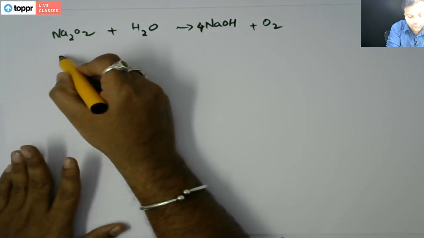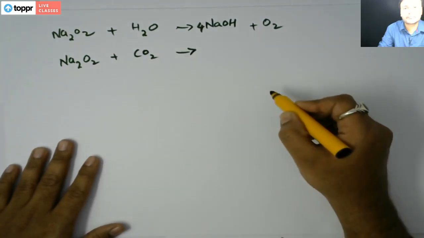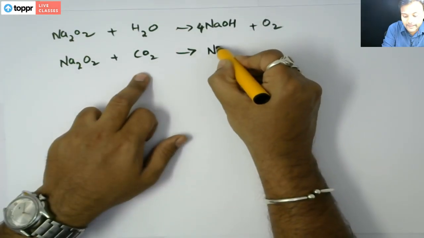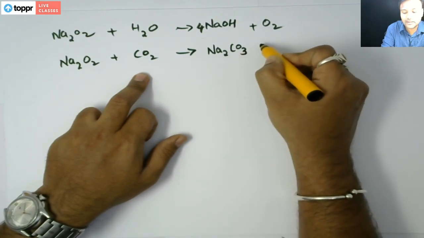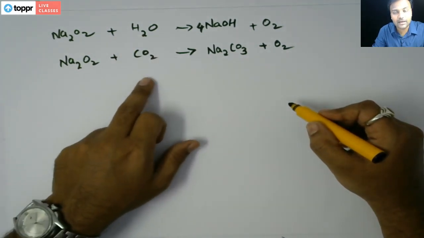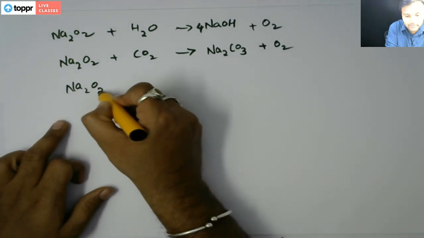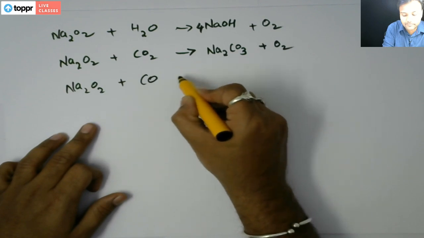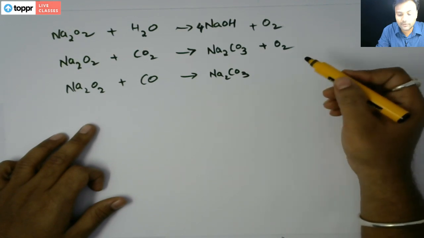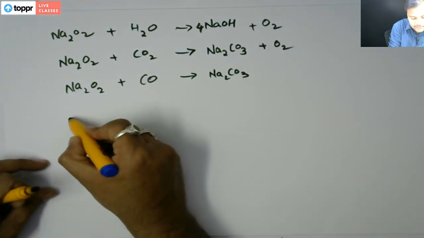Sodium peroxide, when treated with carbon dioxide, forms Na2CO3 plus oxygen. It reacts with moisture, reacts with carbon dioxide, and it can even react with carbon monoxide also. Sodium peroxide, when treated with carbon monoxide, forms sodium carbonate.